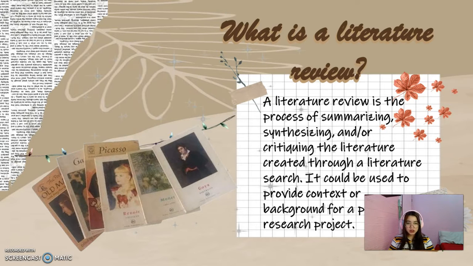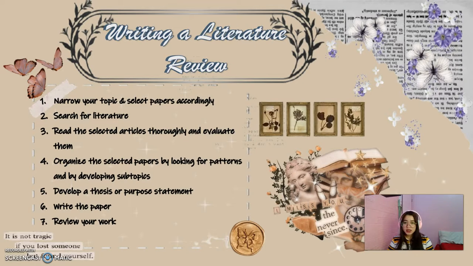So let's proceed to the next slide. Writing a literature review. I stated here 7 steps on how to write a literature review. So first is narrow your topic and select papers accordingly. When we say narrowing a topic, it means we make it more specific and easier to manage. To make things easier, we must select papers that are relevant to the topic and contain a lot of information about it. Next is search for literature. We should look for better literature and define what you are searching for.